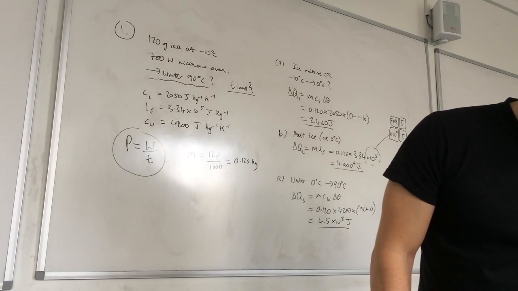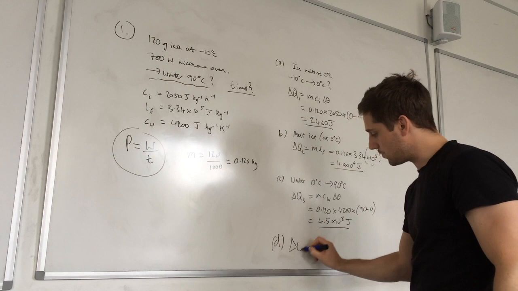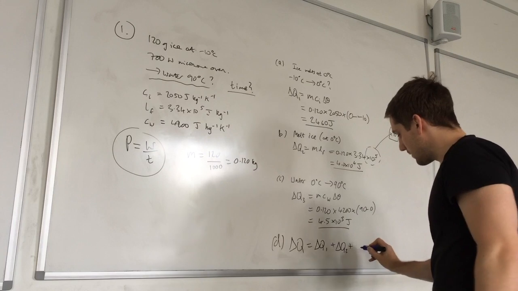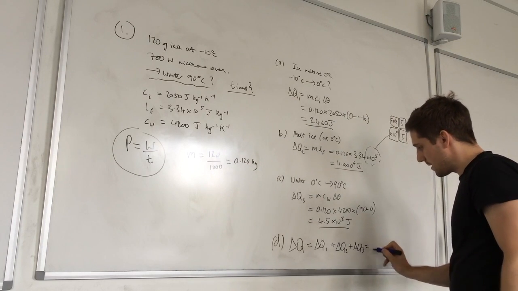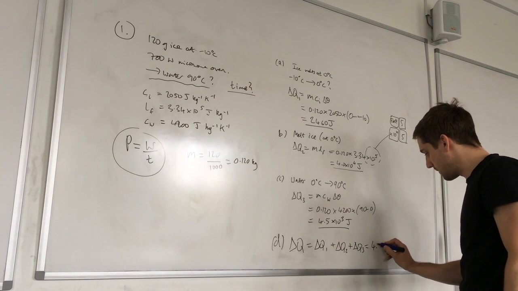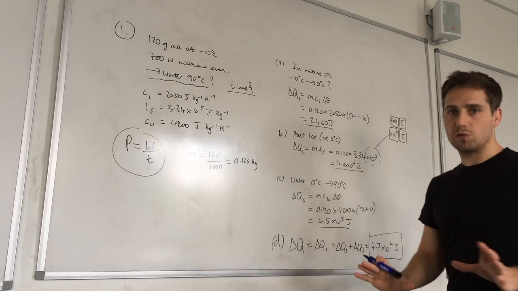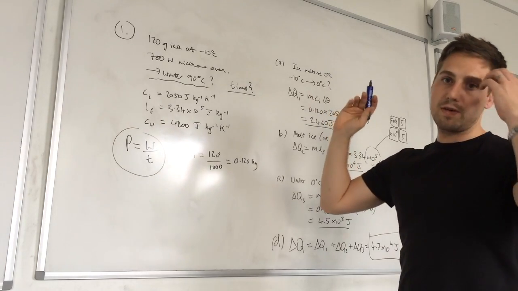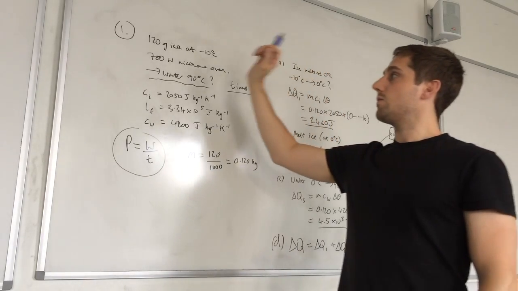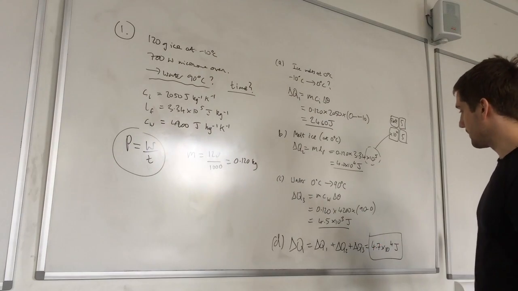Now I need to add those all up. So part D is, what's the total heat flow? It's delta Q1 plus delta Q2 plus delta Q3. And when we add all those values up, we get 4.7 times 10 to the 4. So that is the total heat flow required, or the total amount of energy required to melt our ice. So take our ice from minus 10 degrees C, melt it, and take it up to 90 degrees C water.